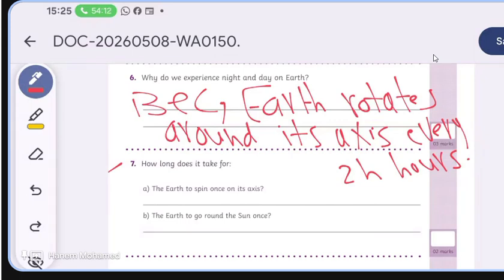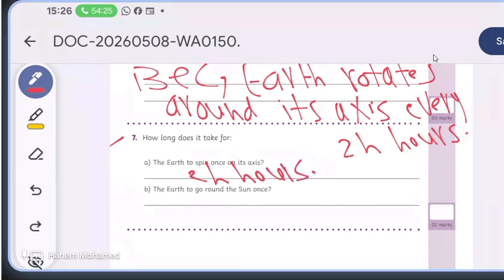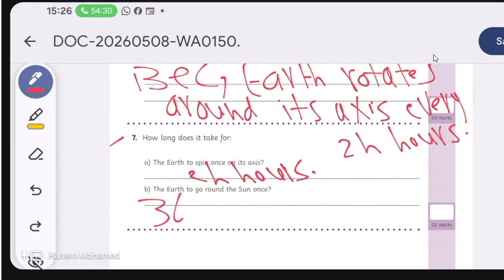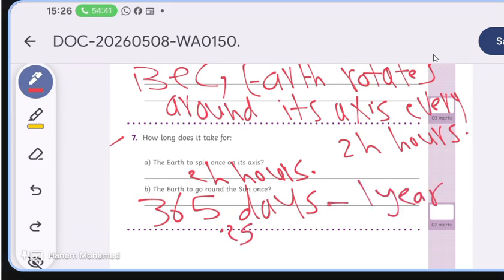So Fareeda, how long does it take for the Earth to spin once on its axis? 24 hours. The Earth to go around the Sun once, 365.25 days, which is around 1 year, and it can form the 4 seasons.